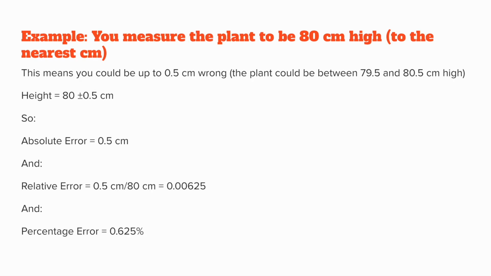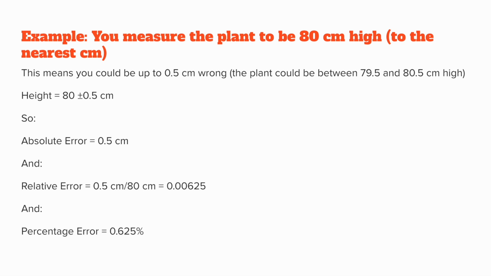Let's look through one more example. You measure the plant to be 80 centimeters high to the nearest centimeter. This means you could be up to 0.5 centimeter wrong. The plant could be between 79.5 and 80.5 centimeters high. So the height is 80 plus or minus 0.5 centimeter.